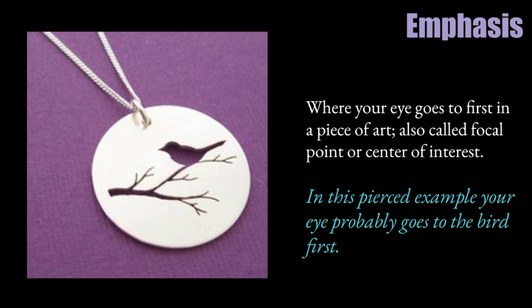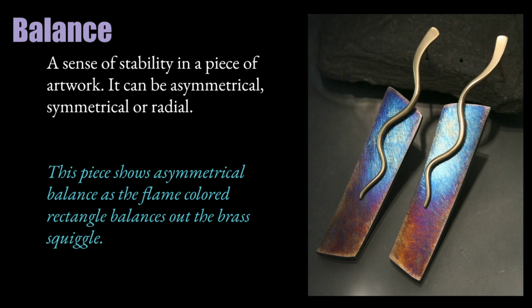Emphasis is where your eye goes first in a piece of art. It's also called the focal point and center of interest. In this pierced example, your eye probably goes to the bird first and then moves to the tree branch the bird is sitting on. Balance is a sense of stability in a piece of artwork.